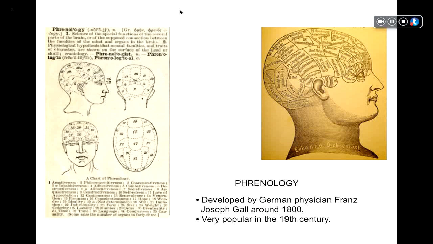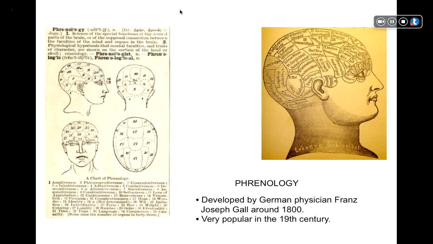Back in the early 1800s, there was a very popular method of discerning personality types, traits, attributes, and so forth that individuals possessed. It was known as phrenology. It was developed by an individual named Franz Joseph Gall around 1800. There was absolutely no scientific basis to it whatsoever, but it became very, very popular.